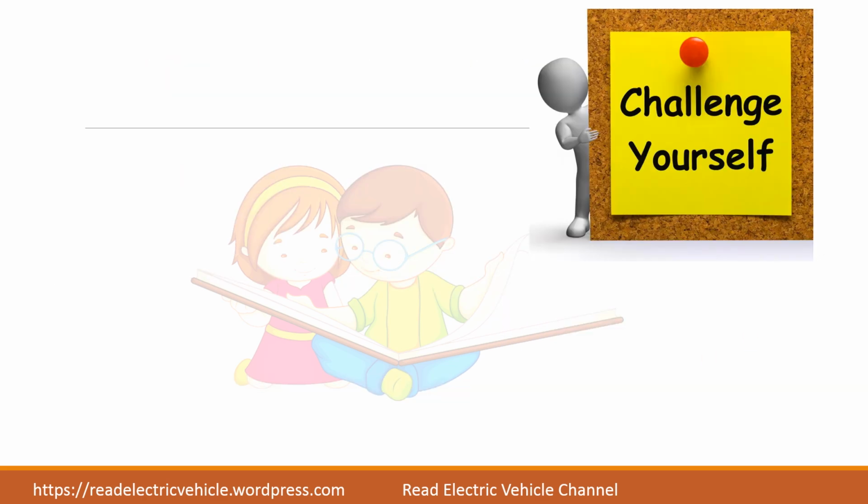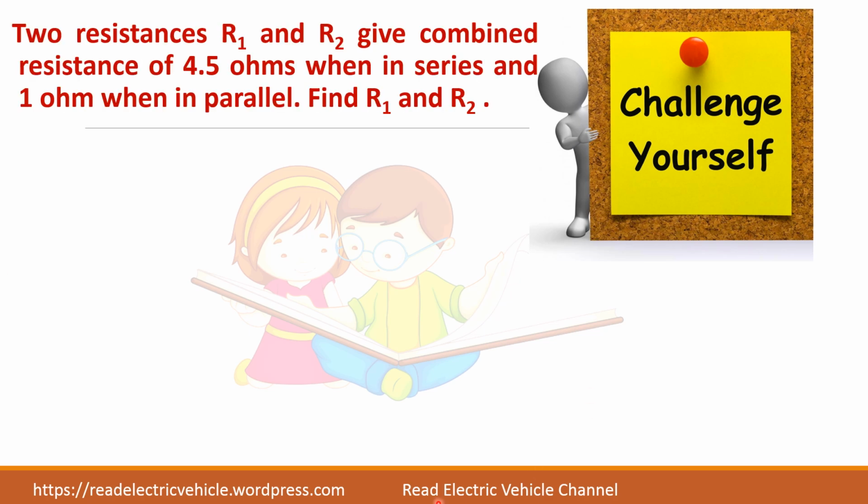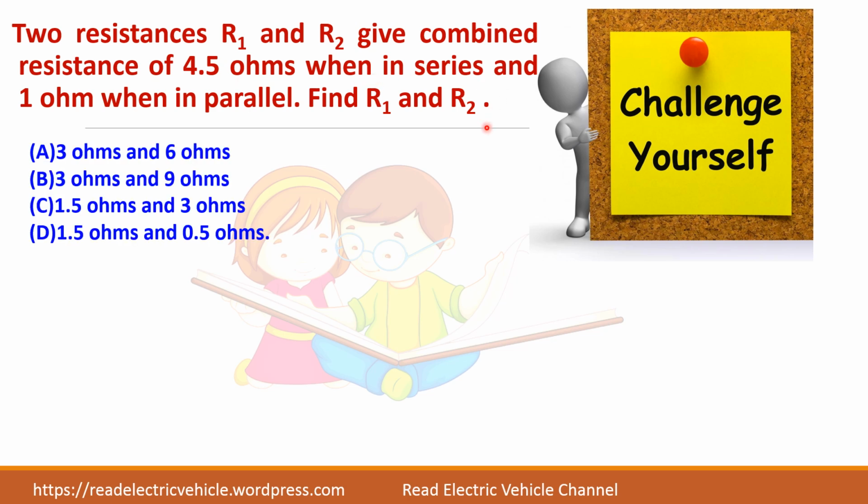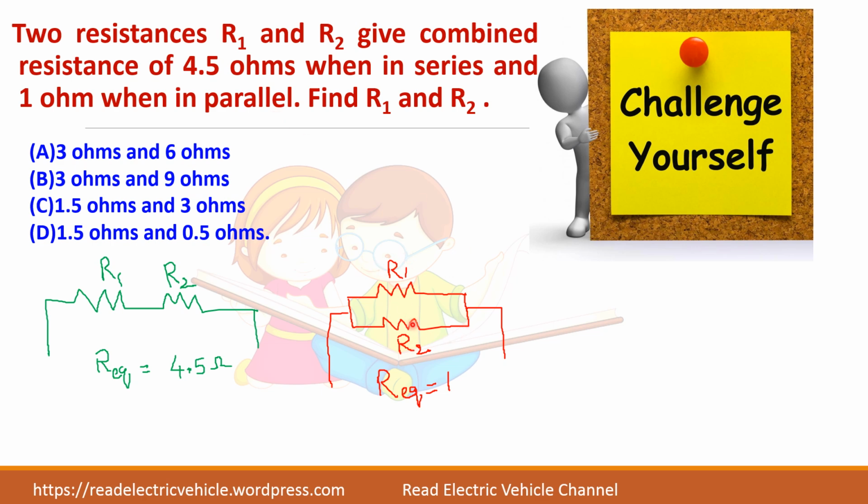So now there is a question to be solved by you. Two resistances give a combined resistance of 4.5 ohms when they are in series. So when two are in series, R1 and R2, the total equivalent resistance is 4.5 ohms. And 1 ohm when they are in parallel. So when they are connected in parallel, they give 1 ohm. So you have to find what is the value of R1 and R2.